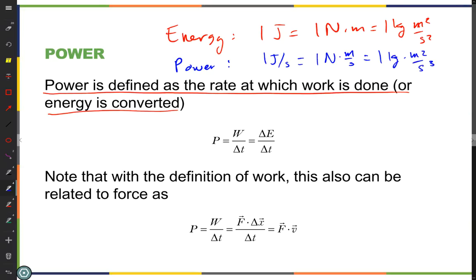And just like I said, seconds squared are meaningless, seconds cubed are equally meaningless. But in the unit for power, it means that you have energy per second. And because power is very common, we have a unit for that, which is the watt. So 1 watt is 1 joule per second. That's the standard SI unit for power.